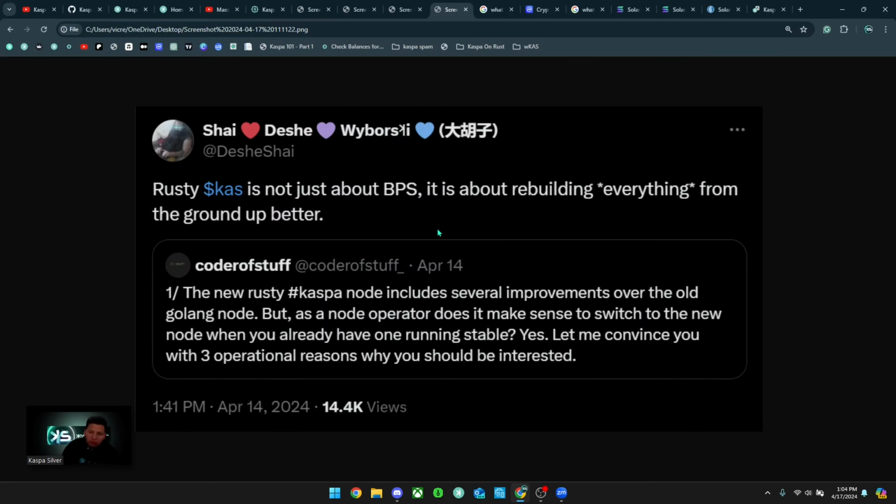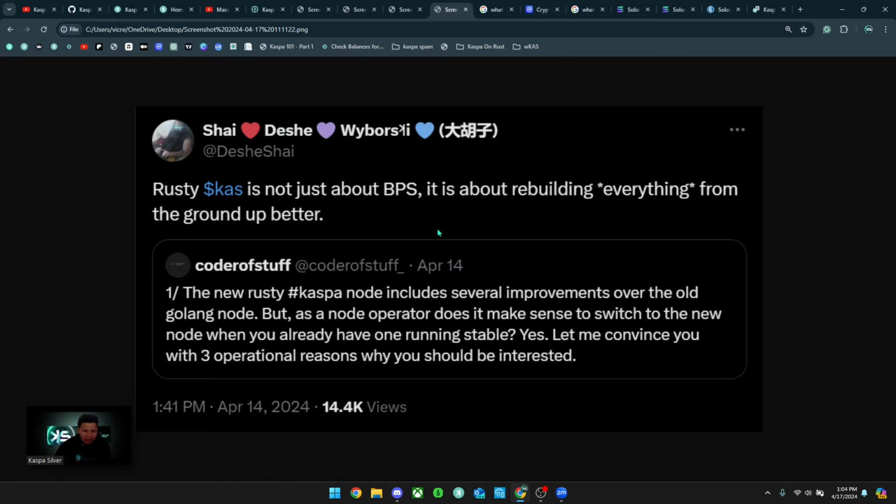Shai also says here, Rusty Kaspa is not just about BPS. It is about rebuilding everything from the ground up better. And this is literally what's happening with Rust. A lot of people are complaining because of how long it's taking, but people don't realize that Kaspa was built fully on Golang, and they decided that Golang was not a good programming language to move forward to the future for Kaspa. So they decided to fully rebuild Kaspa from the ground up, basically using a brand new coding language and making sure it's backwards compatible with Golang while we're having this transition phase. So there's a lot of work that's been going into this, and this is why it's been taking so long.